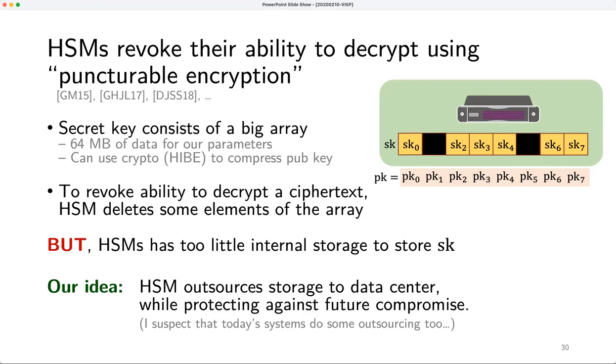I suspect that today's actual backup systems do some kind of outsourcing to the data center for storing these guess counters. But since these are closed-source systems, I have no idea how they work. And I think they probably don't need this kind of puncturing property that we get, so this is probably new to them. Before I explain it, is the high-level idea here clear?